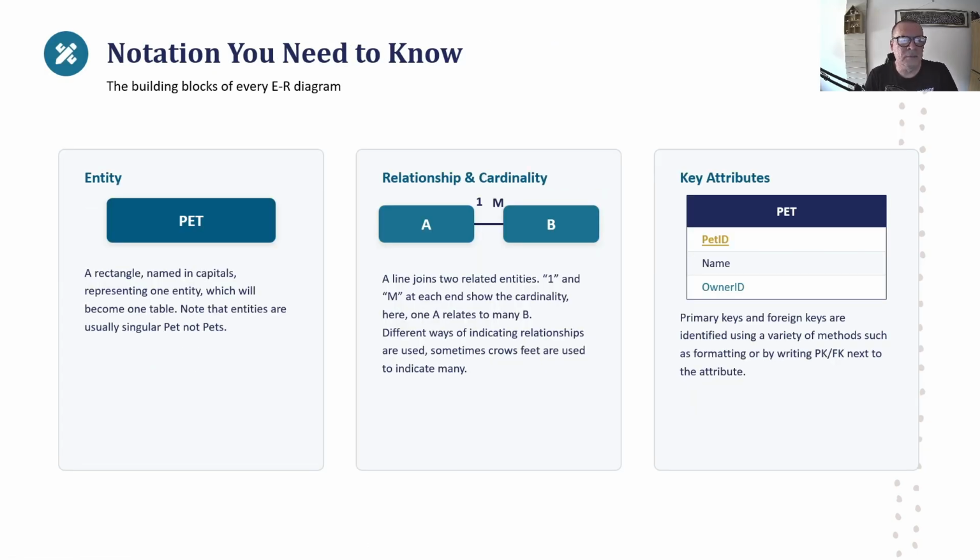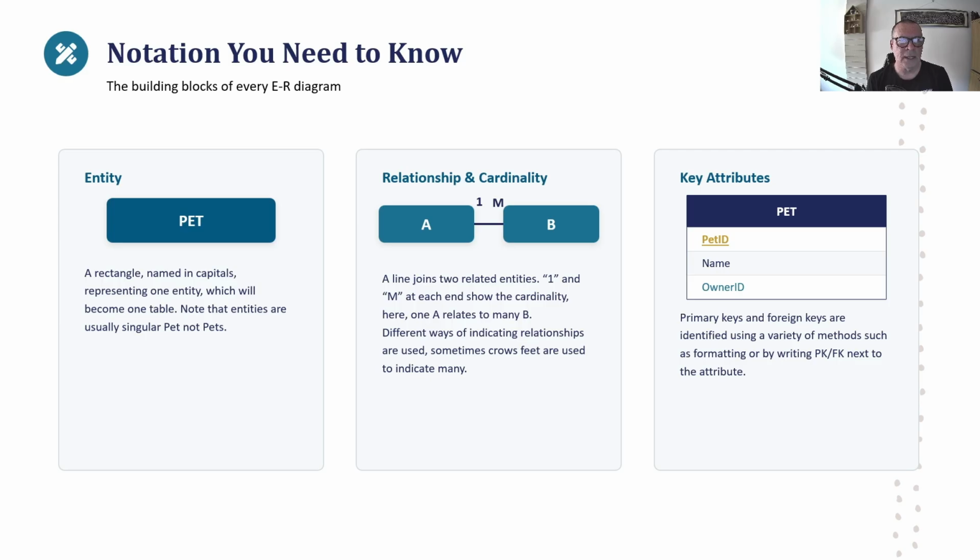And the notation does vary. You'll see it done lots of different ways in different books and things. But in general, we have entities labeled. They're singular. This is one of the important things to remember. So it's pet rather than pets. Normally it's rectangular. It may give you the attributes as well as just the name of the entity.